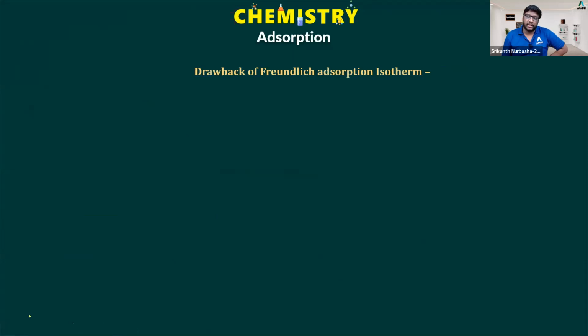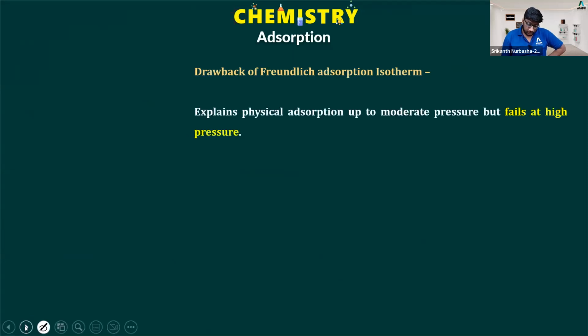Drawbacks of Freundlich adsorption. Can you think of any drawback? It explains physical adsorption up to moderate pressure, but fails at high pressure. At high pressure, can it explain the physical adsorption? No. Because as per Freundlich adsorption, x by m is directly proportional to p power 1 by n. So as the pressure increases, x by m should increase. But at high pressures, the adsorption does not depend upon the pressure. At high pressure, the adsorption has stopped because the surface has already been occupied. So physical adsorption can be explained up to moderate pressures, but at high pressures it fails to explain.